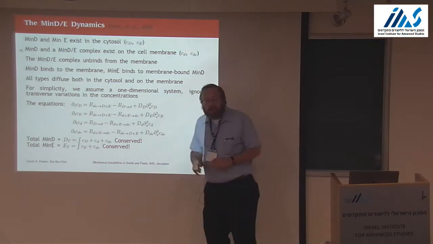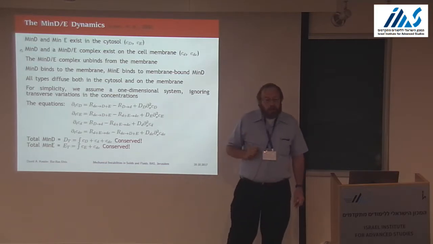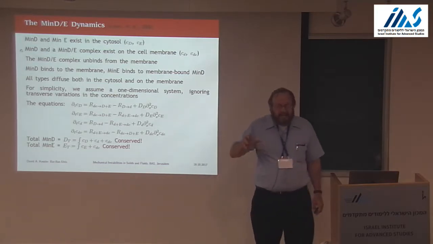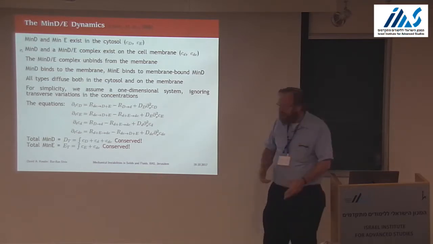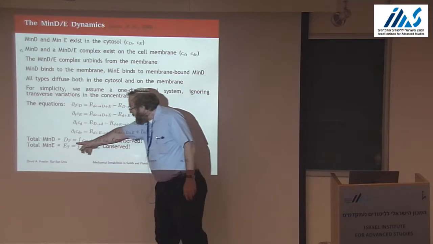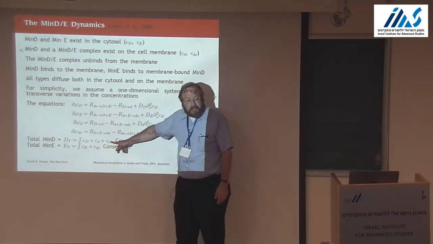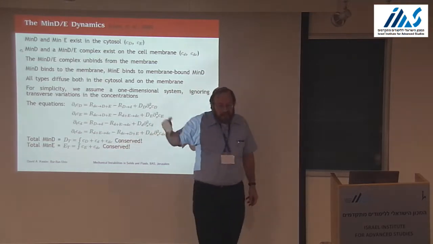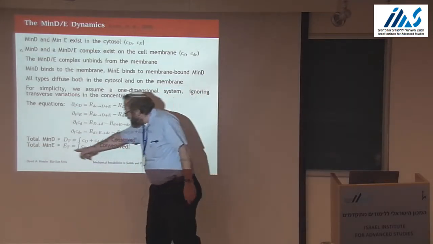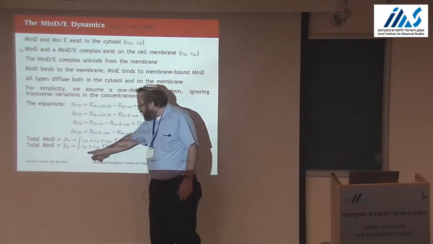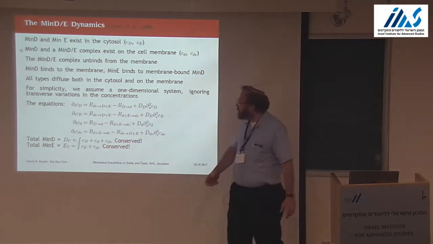And the key point about this is in this model, the total amount of MinD and MinE is conserved in its various forms. So the total amount of MinD is the D that's in the cytosol, the D that's on the membrane, and the DE complexes that are on the membrane. Similarly, if you think about MinE, that's composed of the E in the cytosol and the DE complexes on the membrane.